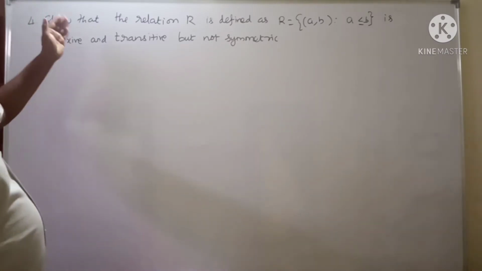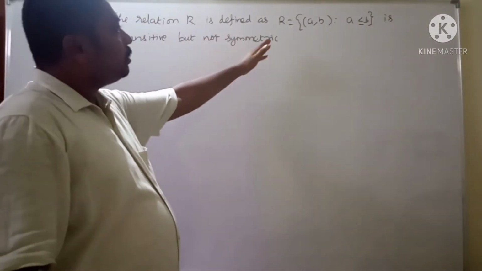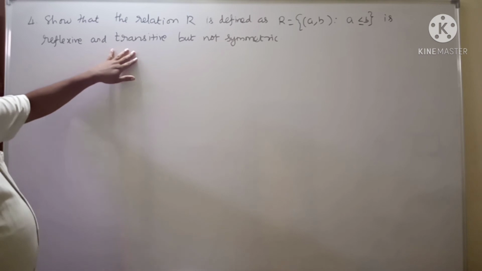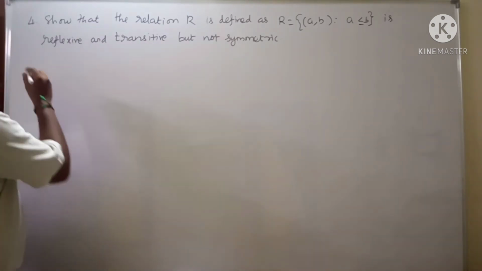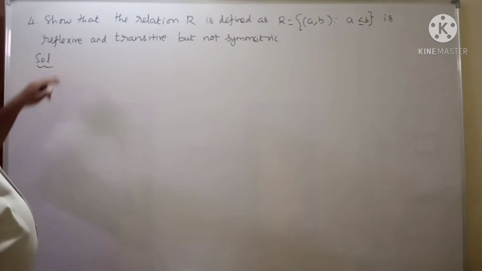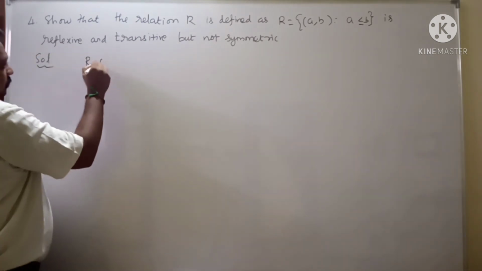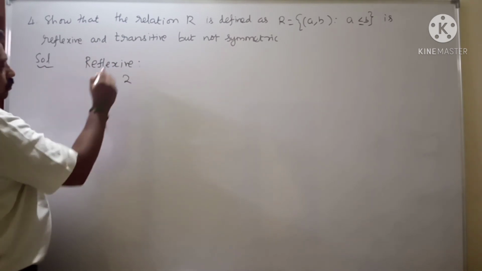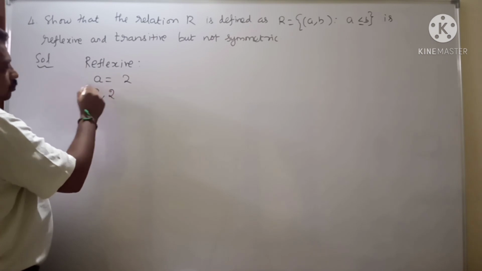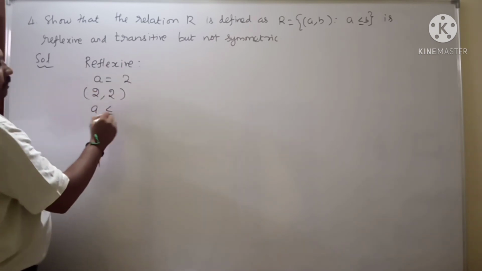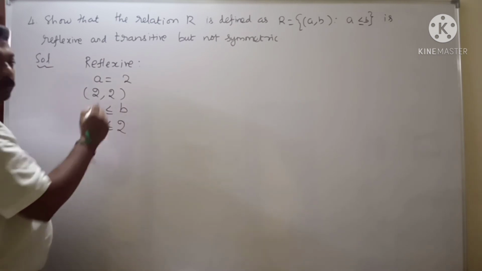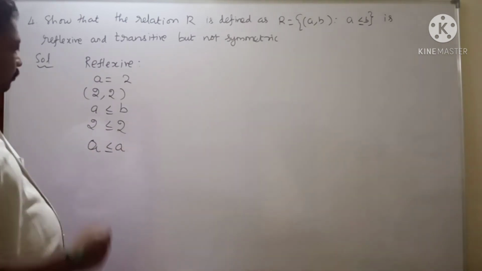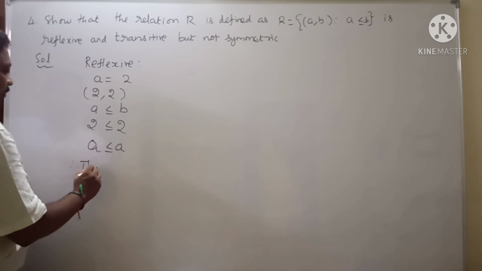So coming to fourth question, show that the relation R defined as R = {(a, b) such that a ≤ b} is reflexive and transitive but not symmetric. Okay, so let's prove it. For reflexive, let's take any value, so let a equal to 2. In (2, 2), a ≤ b, 2 ≤ 2. So for any value of a, it is less than or equal to a. Therefore, it is reflexive.